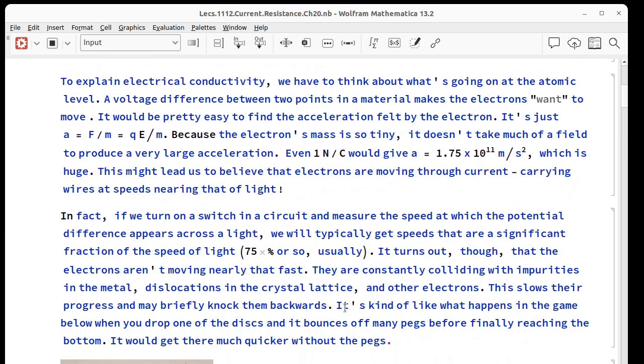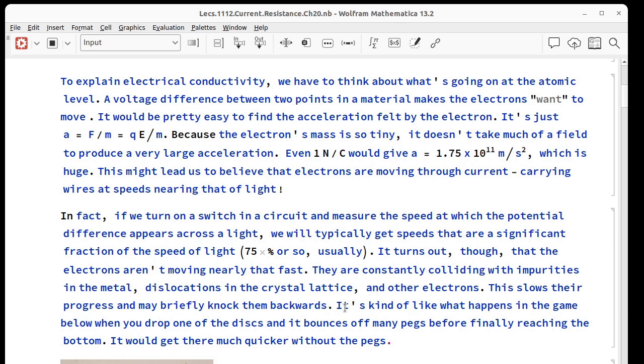If we want to explain why electrical conductivity works the way it does, we have to think about what's happening at the atomic level. If there's a voltage difference between 2 points in a material, the electrons want to move. We could calculate the acceleration the electron feels because we know F equals ma, and the force on a charged particle in an electric field is QE, so the acceleration is QE over m. The electron's mass is so tiny, even a very small field would give us a large acceleration. 1 Newton per coulomb, which is a very small electric field, would give us an acceleration of 100 billion meters per second squared.